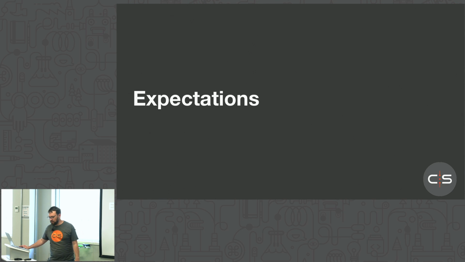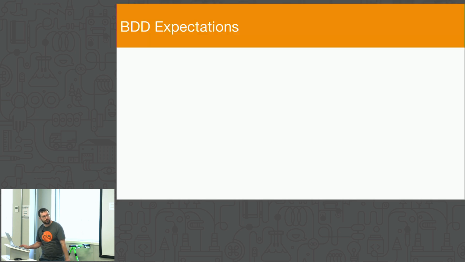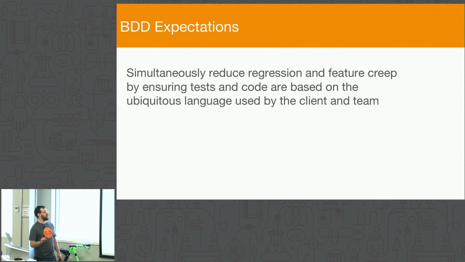So, expectations, right? What do we really expect to get out of this whole BDD flow? Well, the first thing is that we want to reduce regression, obviously. We want to make sure that we don't create bugs. We also want to make sure that we prevent feature creep. Feature creep is insidious in software development, in that a client will say what he wants, and you'll make it, and they'll say, no, it's not what I wanted, make this instead. And as they go along, it just becomes bigger and bigger until where you're at the end is nowhere close to where you were at the beginning, but you're still charging the same, and that's not what we want to do.